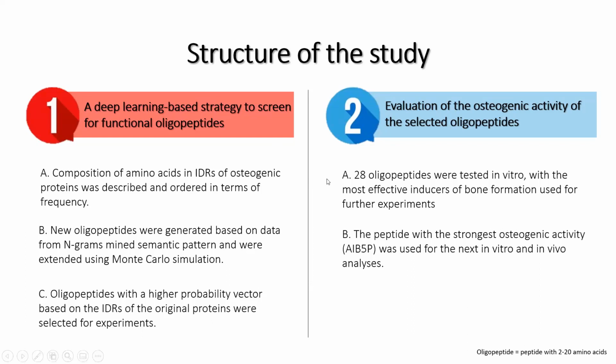28 oligopeptides were then tested in vitro, with the most effective inducers of bone formation being used for further experiments. And they selected one final peptide, which they named AIB5P, which had the strongest osteogenic activity, and they used this for the next in vitro and in vivo analyses.